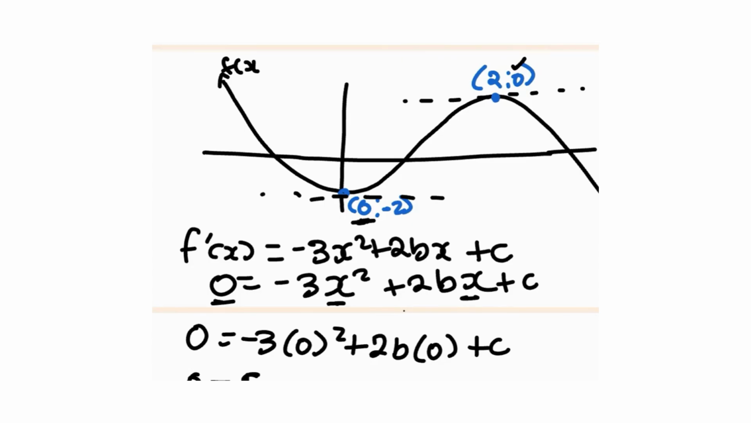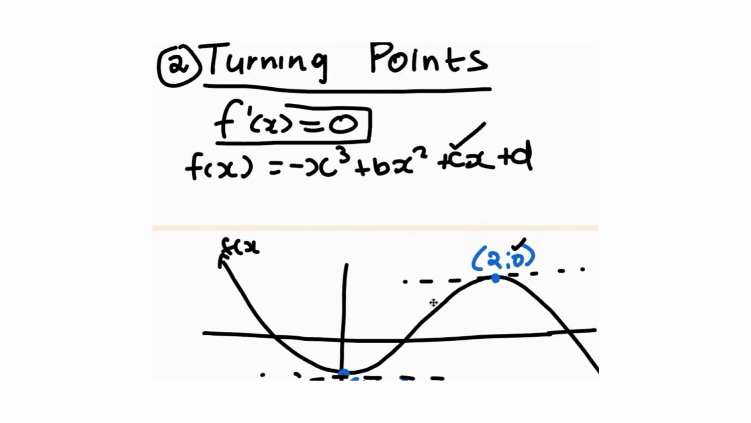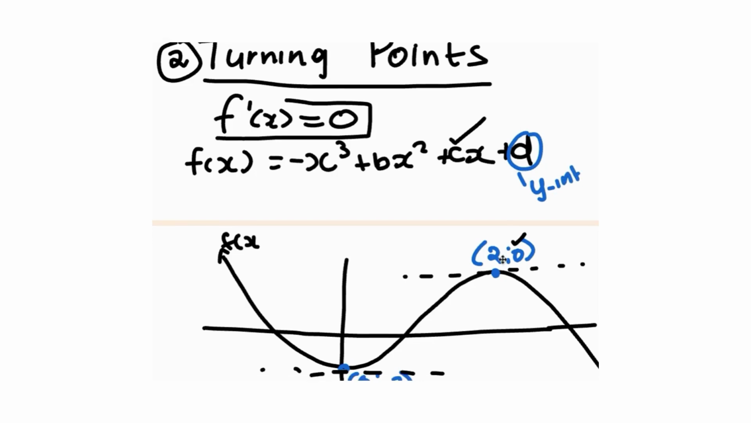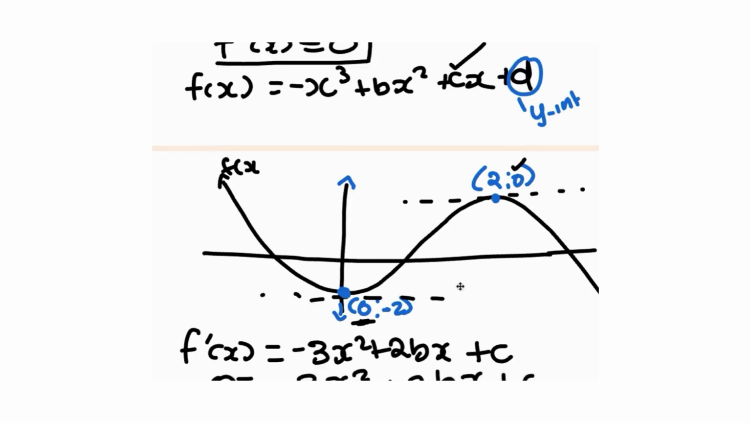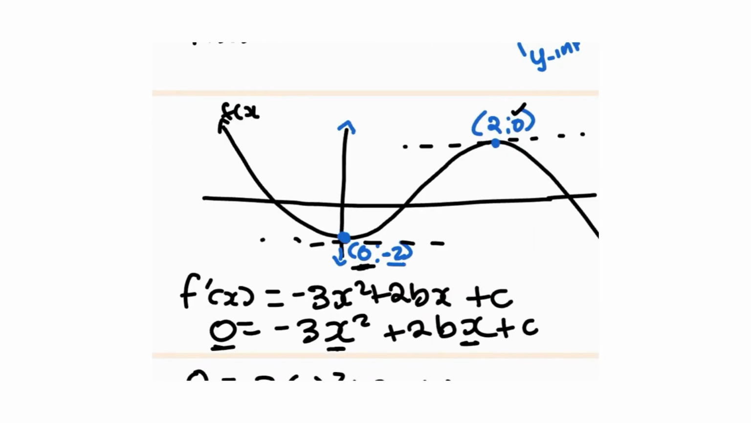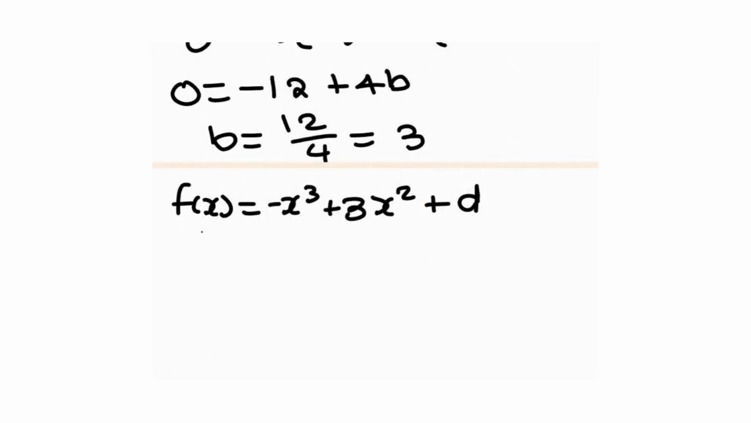Yes, we can, because remember when we started with this part, we had said d is your y-intercept, and y-intercept is where the graph crosses the y-axis, and we can see the graph crosses the axis there. It means that turning point is also your y-intercept. So it means our d is negative 2. So our equation is f of x equals negative x cubed plus 3x squared minus 2. That is our equation. I hope you are still following, guys.